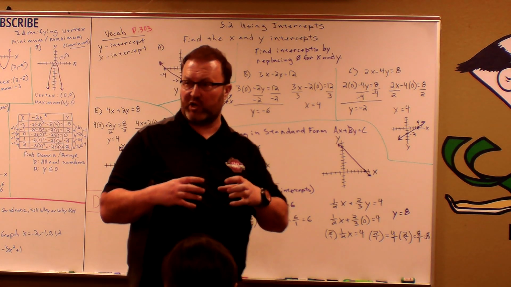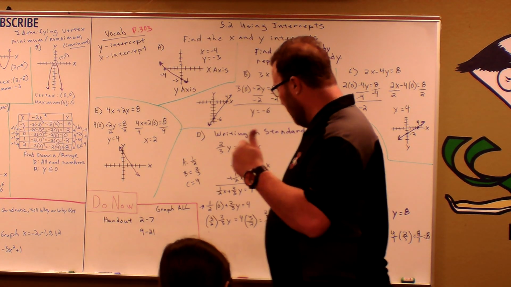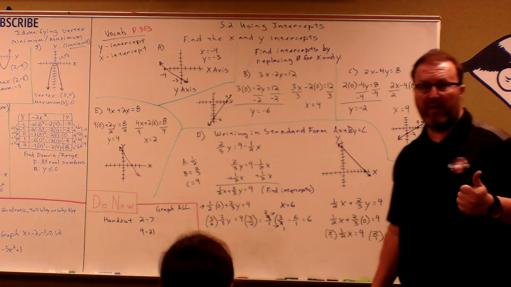All right, looking at the next one, we want to try to find intercepts, and what we're doing is we're taking a function, and we are replacing x and y with 0, and then solving for it.